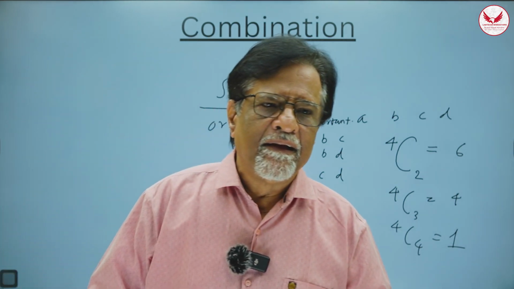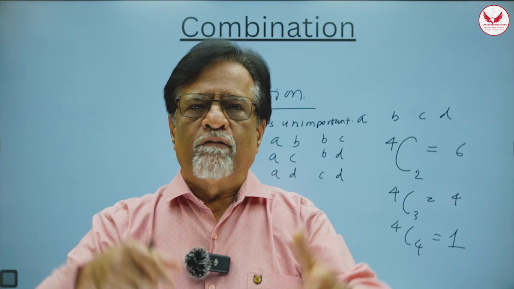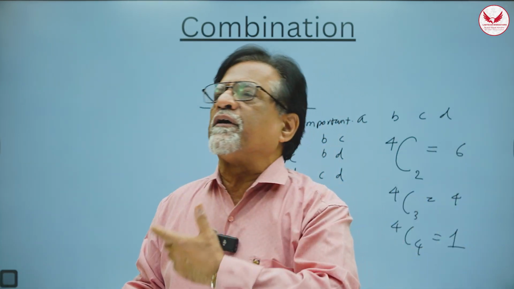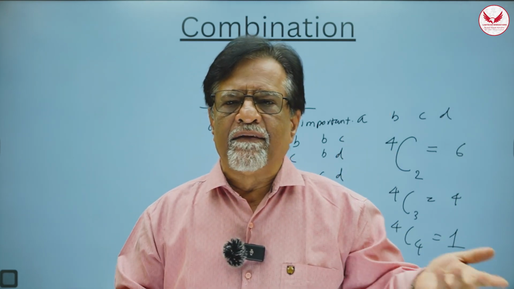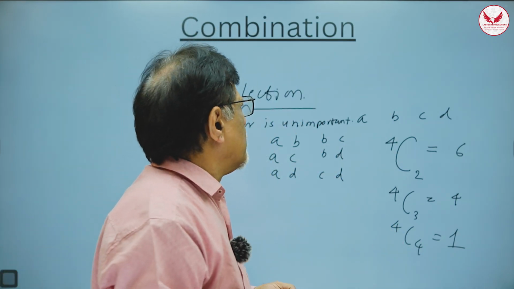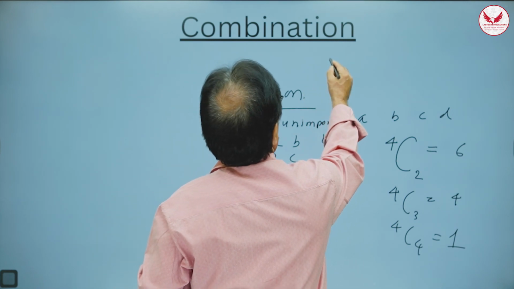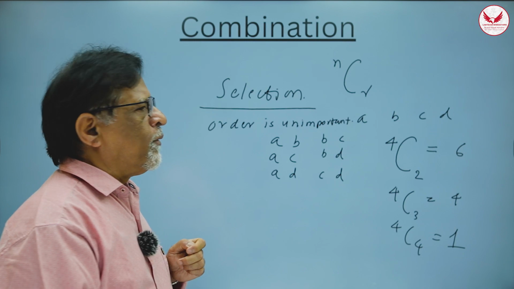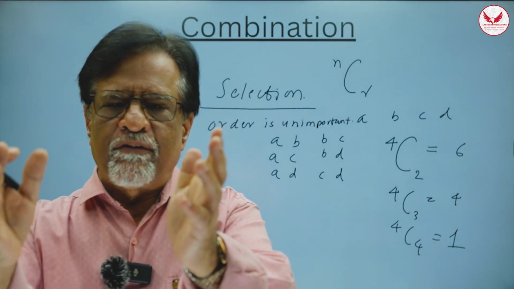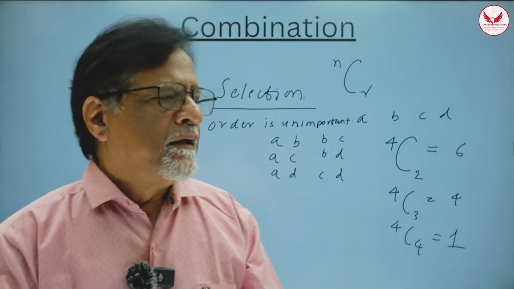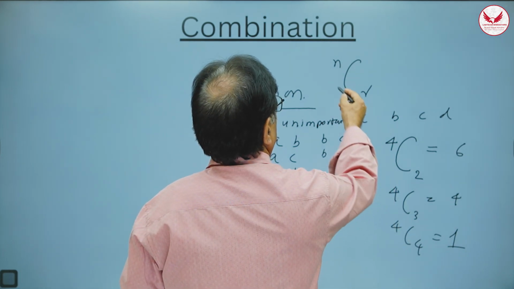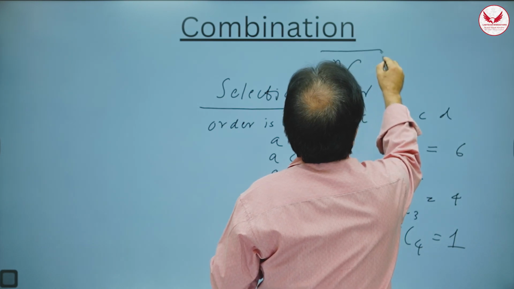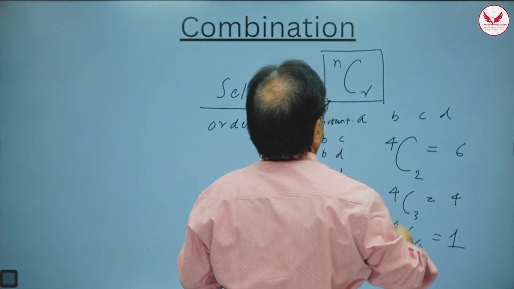Remember again and again that if there are n objects and I want to select r objects, then when I select r objects, their order is not important. I can arrange them in any possible way. The notation for that is nCr. That means there are n objects available, out of which I am selecting r at a time. So the total number of such selections is given by nCr. I want to find out the formula for nCr.